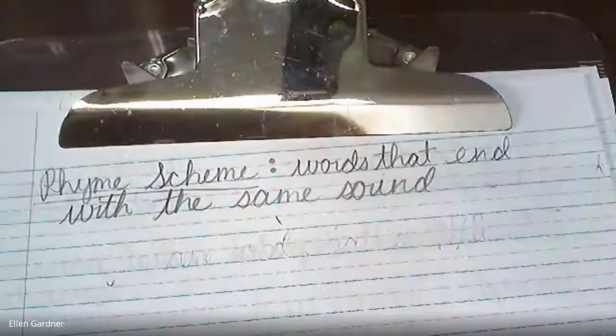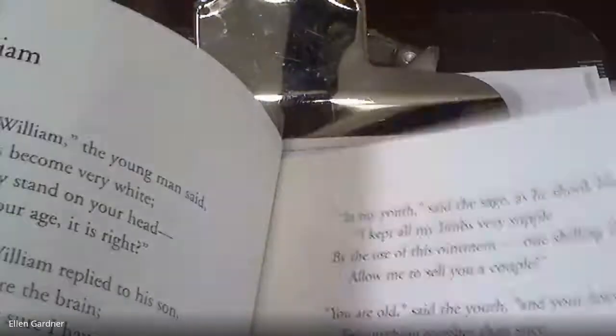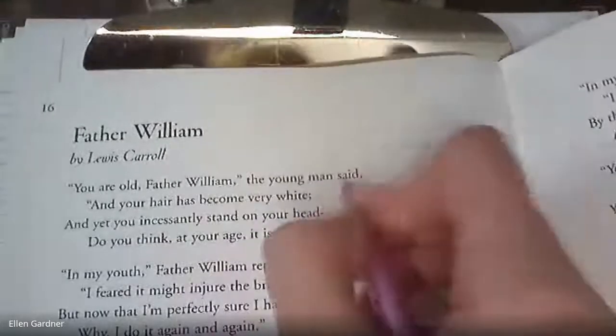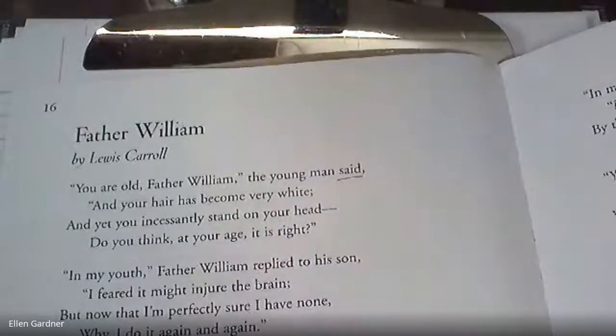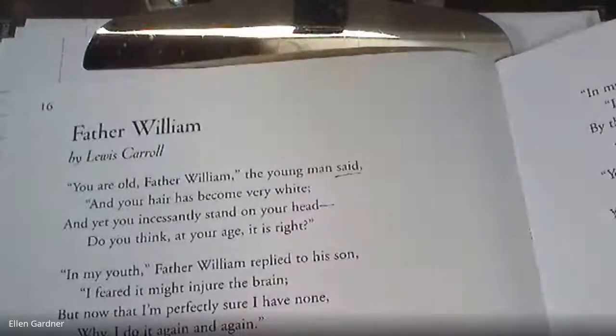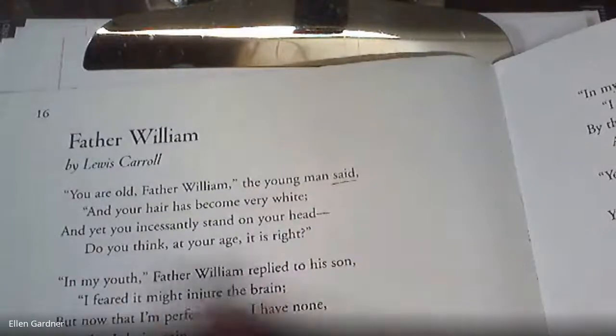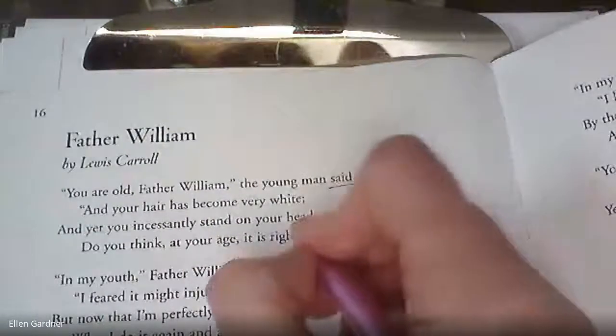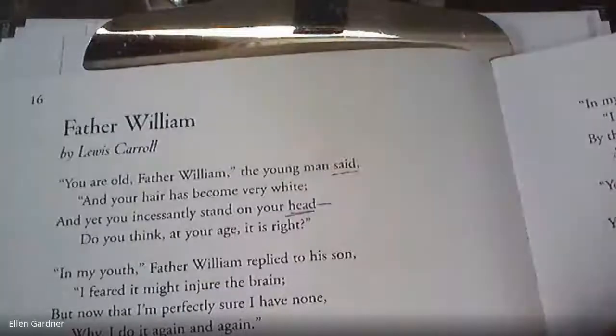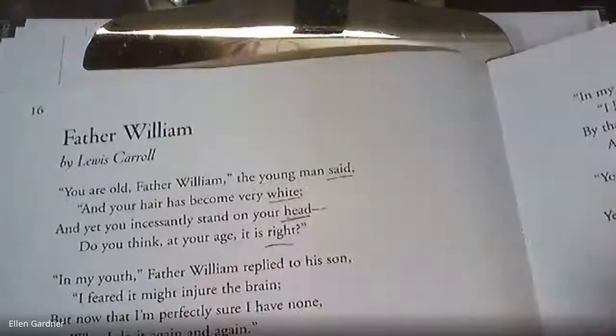You know what? This is going to take too much time, but that is a good example of rhyme scheme, but I don't want you to have to write the whole stanza. Let me just show you this one, and then we'll write something shorter for the notes. You are old, Father William, the young man said, and your hair has become very white. Now, those two don't rhyme, but look for one that does. And yet you incessantly stand on your head. Do you think at your age it is right? That's right. Said and head rhyme. And white and right rhyme.